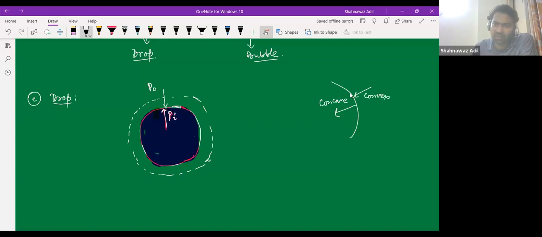If this is a surface, are you guys listening? No, so everyone is writing in the chat box. Why are you guys writing in the chat?